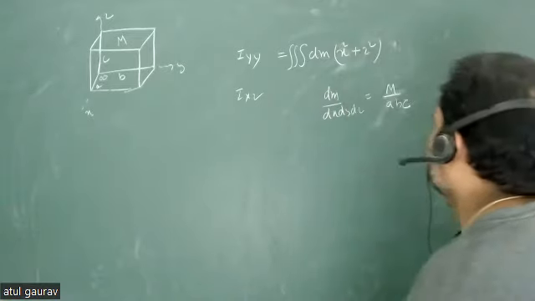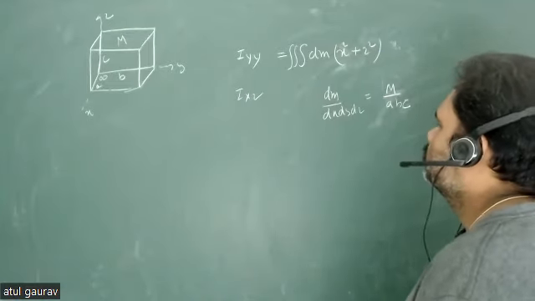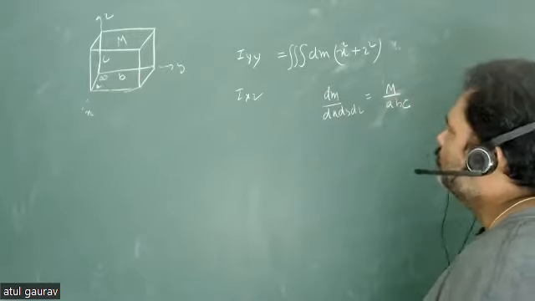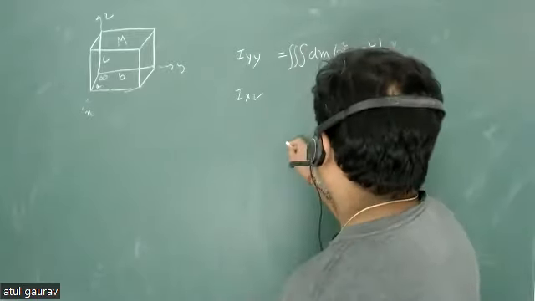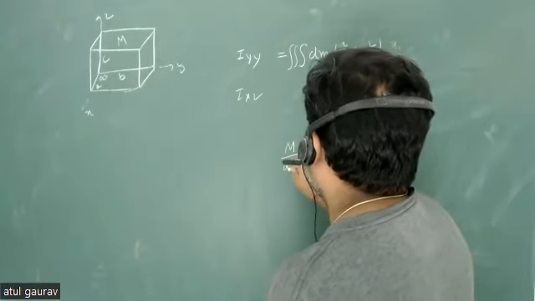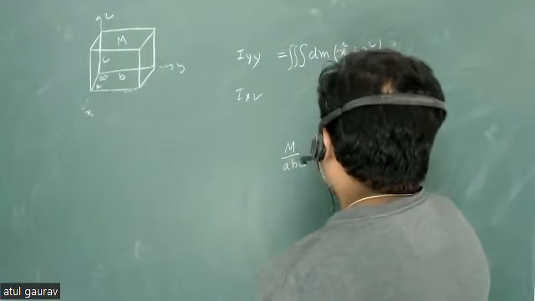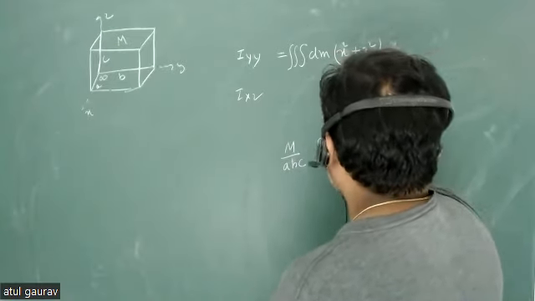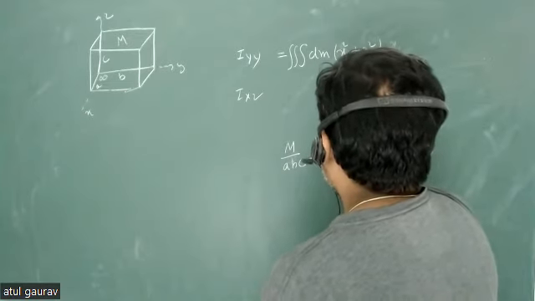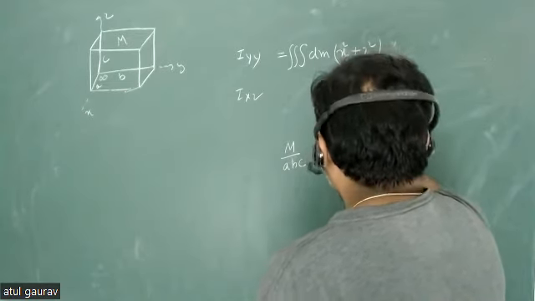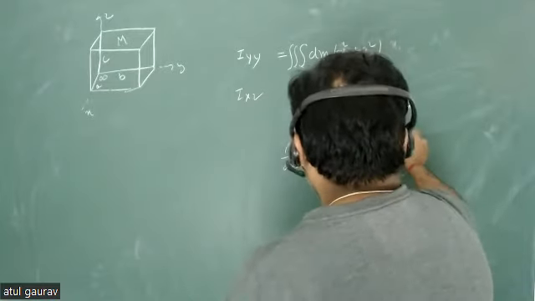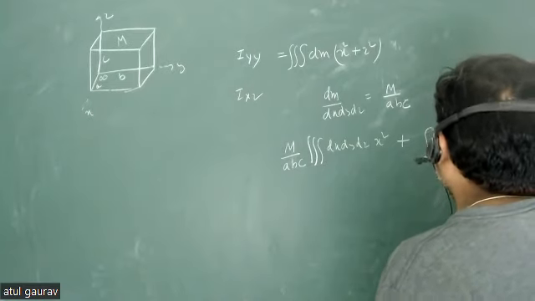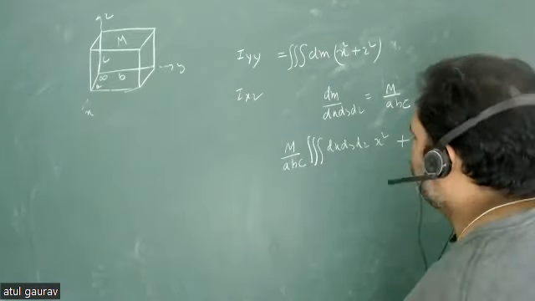Can you write? Yes, sir. dm upon dV is equal to total mass by volume. So what will be my dm? dm is equal to M upon abc, and you have triple integration. First integration, and now you should go something like this: dx dy dz x square, and you have triple integration plus dx dy dz z square. Are you getting my point?